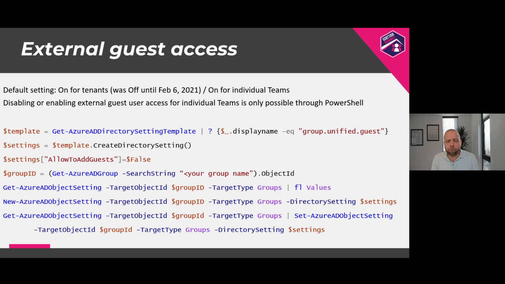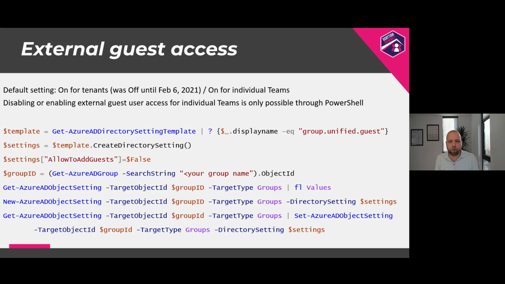But interestingly, even though it was switched off on the tenant level, it was already switched on for the individual teams. So when you decided to enable this feature on a tenant level, you had to realize that all the teams that you had already created beforehand suddenly were capable of inviting external guest users. So maybe you have an HR team or a legal team or some top secret project team that you absolutely want to be sure about, that external guests cannot be invited. That is possible, but you have to use PowerShell in order to switch that off for that particular team.